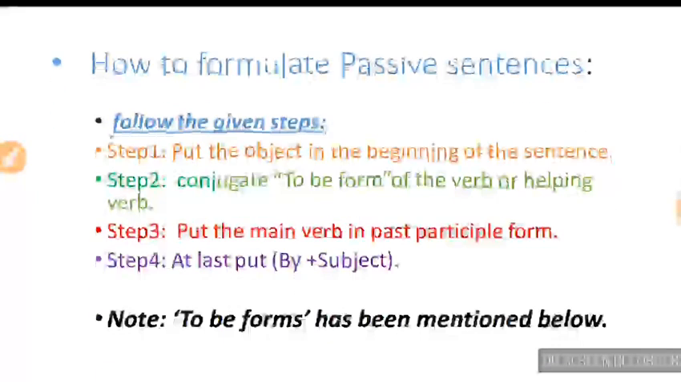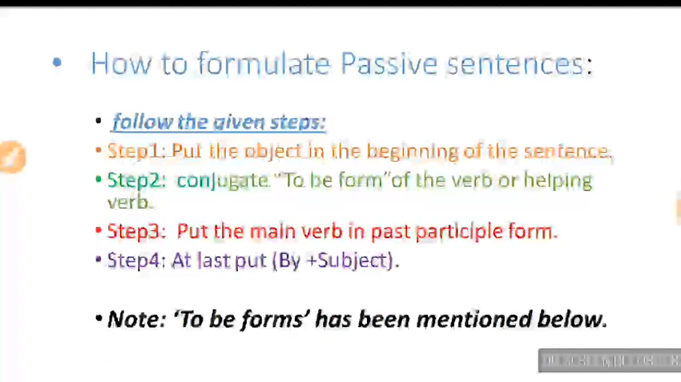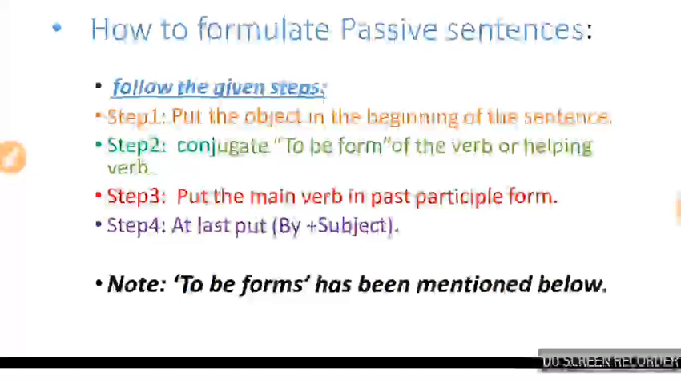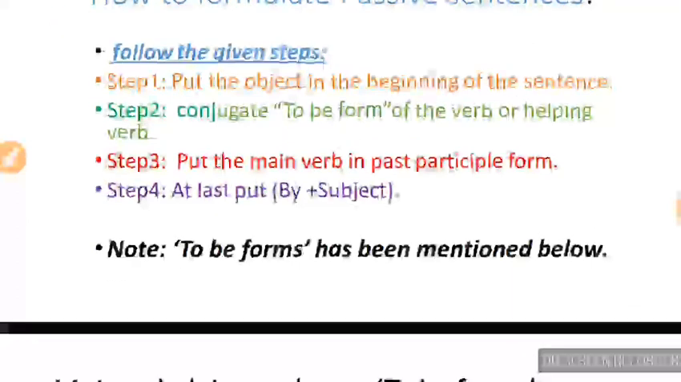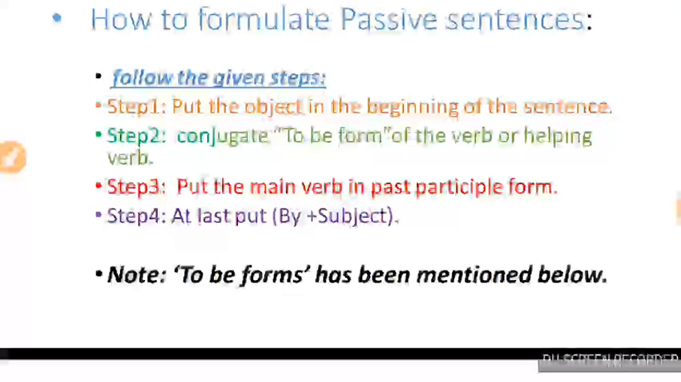Next, let's have a look at how to formulate passive sentences. We can formulate passive by following these steps. Step 1. Put the object in the beginning of the sentence. Step 2. Conjugate the to be form of the verb or helping verb. Step 3. Put the main verb in past participle form or the third form of verb. Step 4. At last put by plus subject. So by following these steps we can formulate a passive sentence very easily.